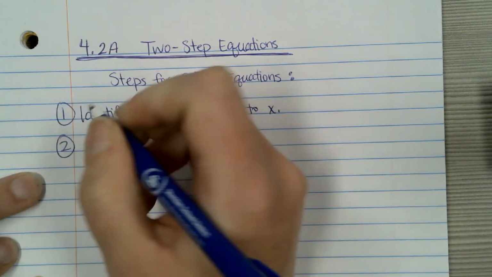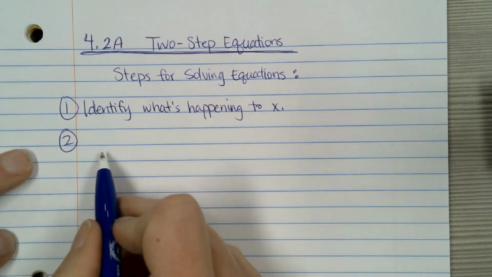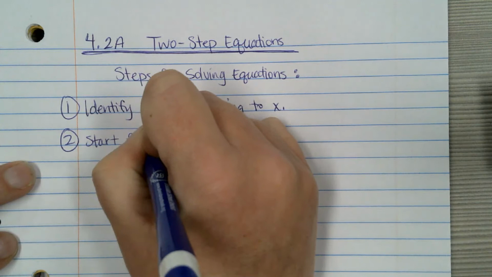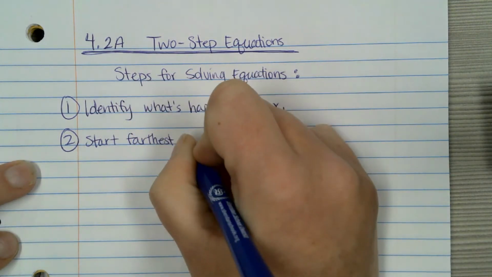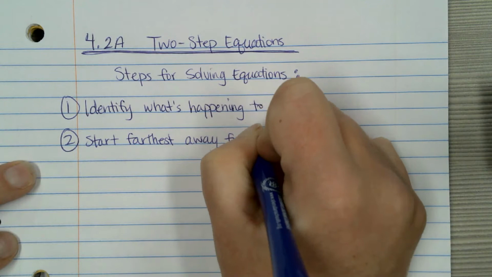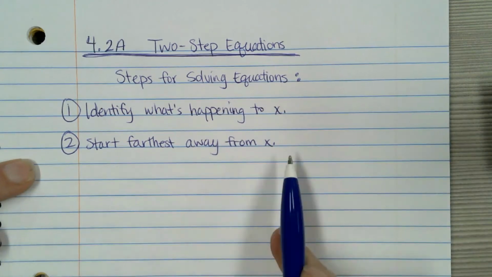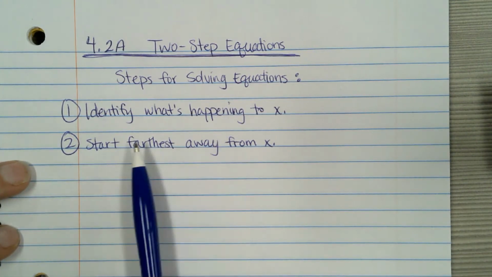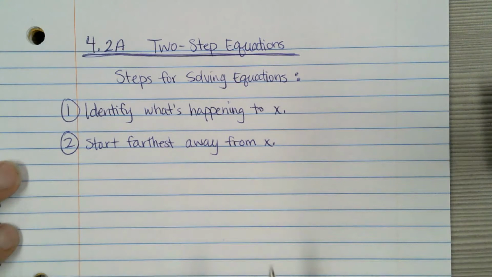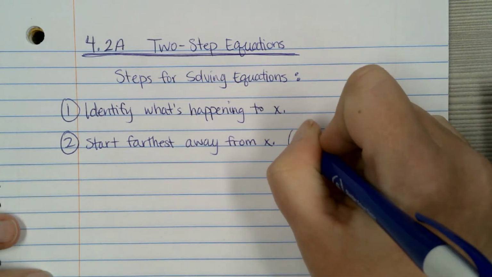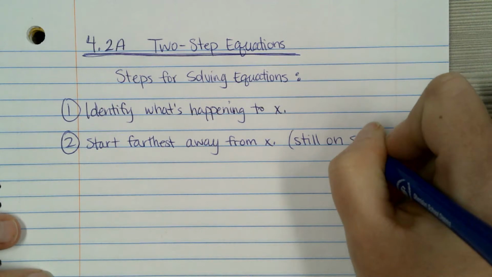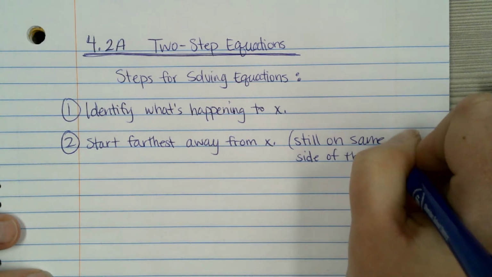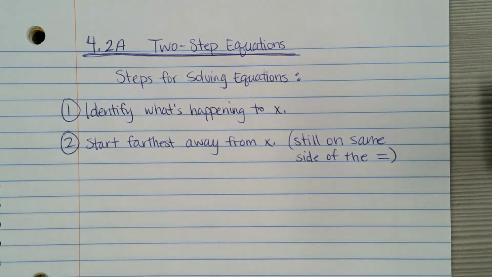So step 2, now this step we did not do last week because we didn't have to, but now we're going to have to start doing this. We want to start farthest away from x. Last week there was only really one thing to do, so it doesn't matter, you just do it. Now there's going to be a specific order that you have to do it in, so you want to always start farthest away from x. But on that same note, still on the same side of the equal sign.